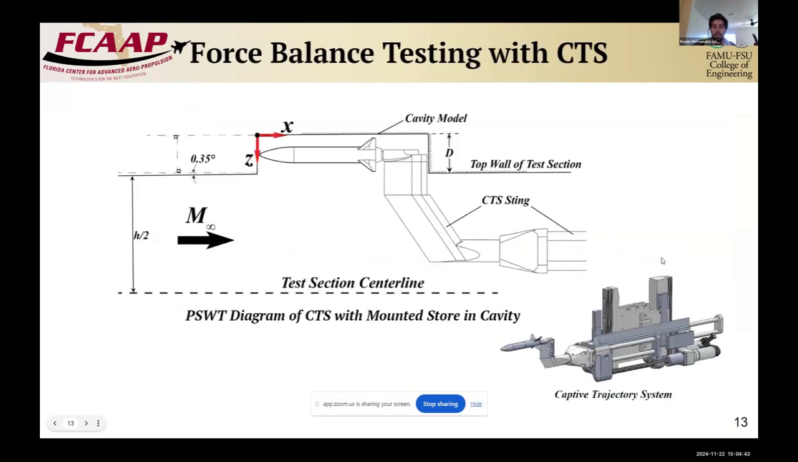So first, we have one technique that we use, force balance testing. There's a force balance device within a store here that we see in this diagram that collects force and moment data and gives us a 6-degree understanding of what this store is experiencing in flight. And we use what we call the CTS, Captive Trajectory System. That's a device that we mount inside our wind tunnel, and it actually gives us the ability to move that store mid-test in different directions inside the wind tunnel.